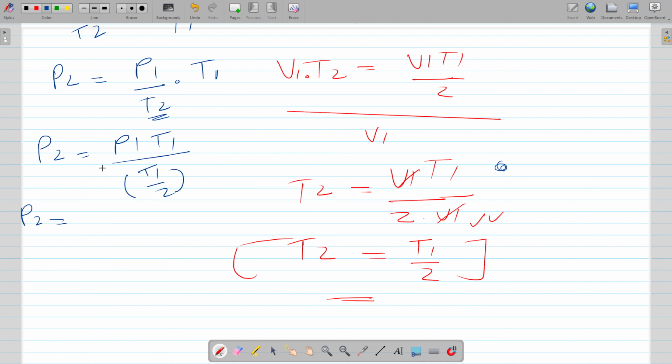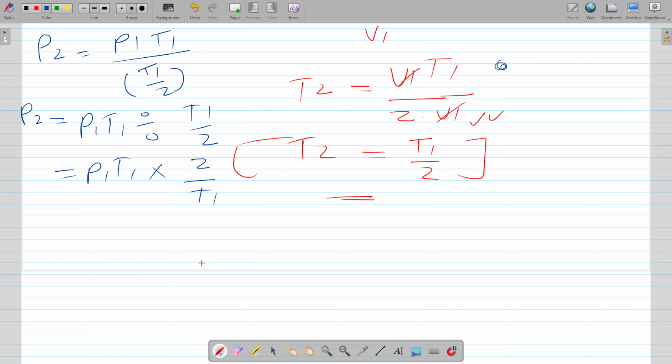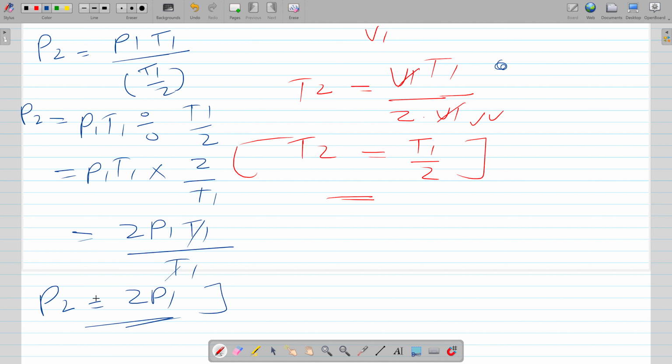So I'm going to say here P1 T1 divided by T1 over 2, like this, right? And then I'm going to say P1 T1 multiplied by, and flip these two. I say 2 here, and then T1. So I'm going to have 2 P1 T1 divided by T1, and these two are going to cancel. So we're going to have P2 is equal to 2 P1. That's our final answer for P2.